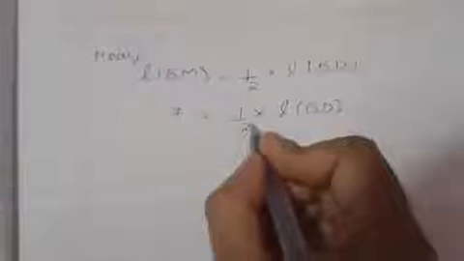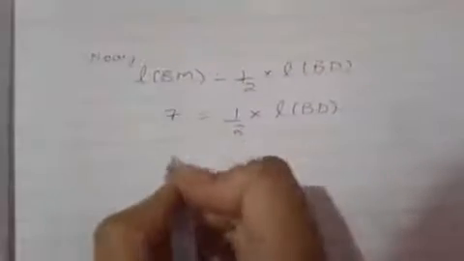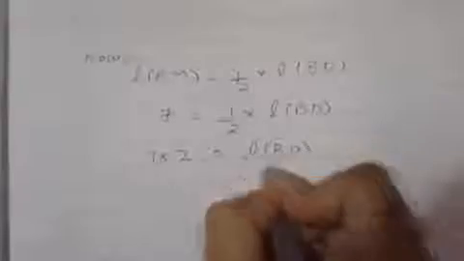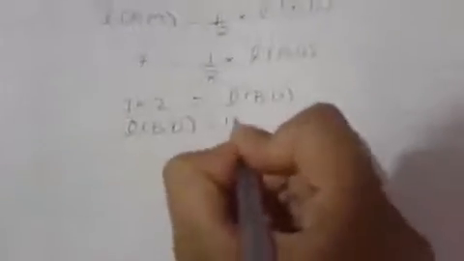So 1 upon 2 is multiplied over here. When it goes to that side, 2 will be multiplied here. So length of BD. Tell me how much is the length of BD. 7 2s is 14 centimeter. Okay, so now we got length of BD as 14.